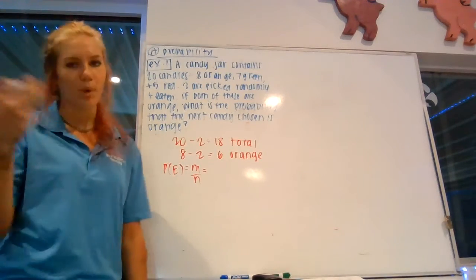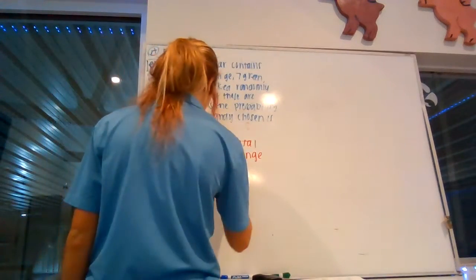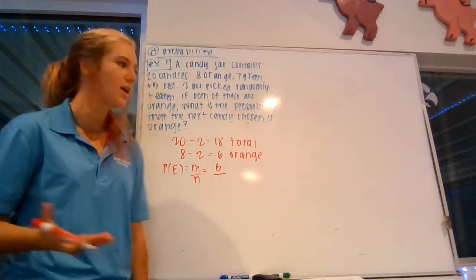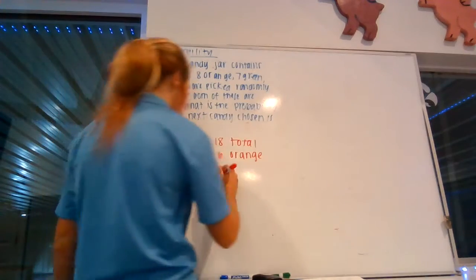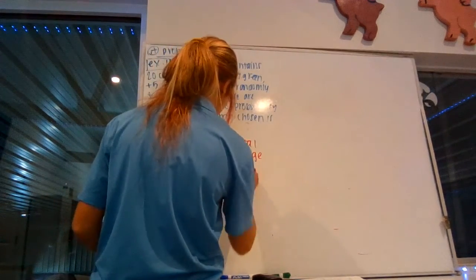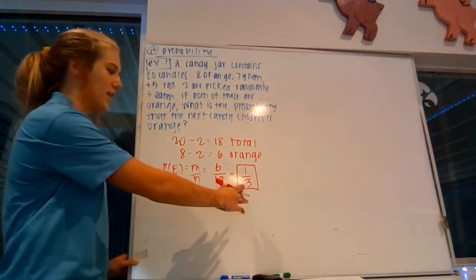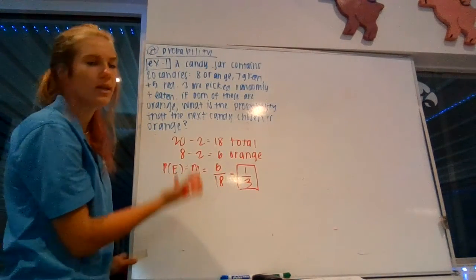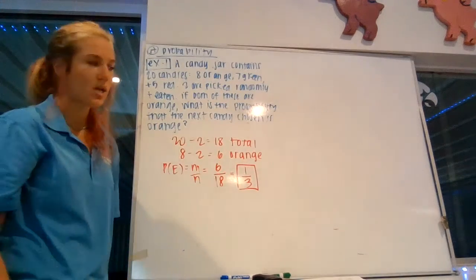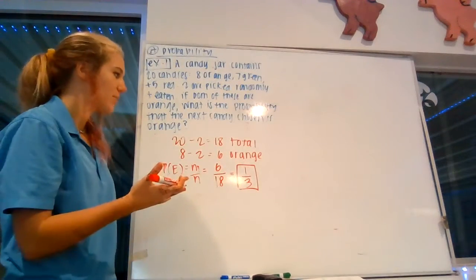So part over whole, the part is going to be 6. There's 6 possible orange ones that we could draw from there, and the total is going to be 18. That's pretty straightforward. And then if you were just to simplify it down, this would be the actual answer, even though these are the same thing. ACT, like 90% of the time, always wants the simplest answer. So yeah, that's what it's going to be.